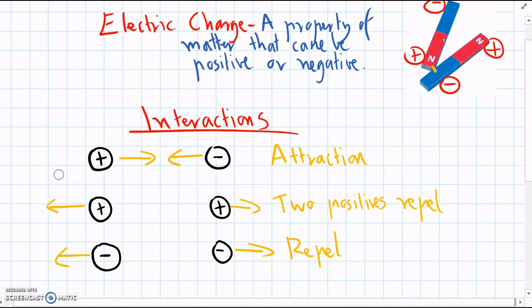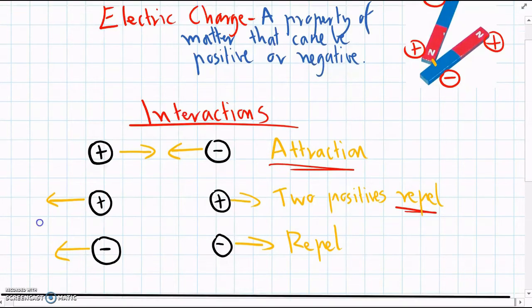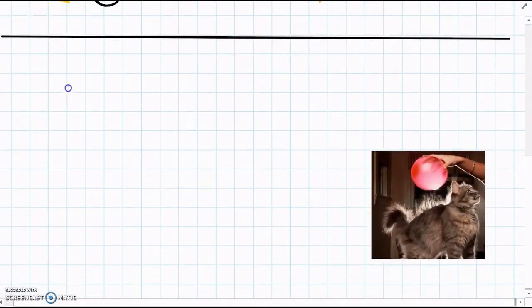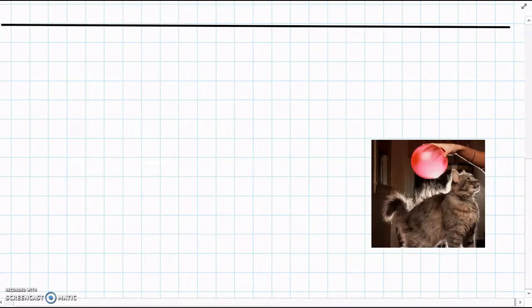So because of these types of interactions, either attraction or repulsion, repelling, there is electrical energy that can be present. Electrical energy.